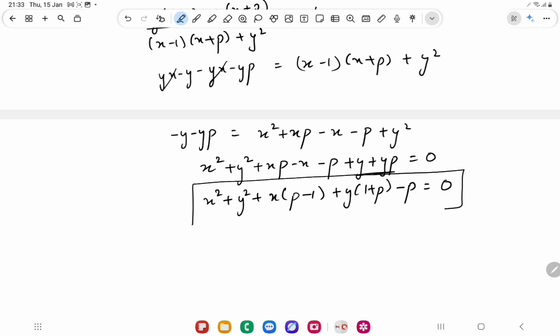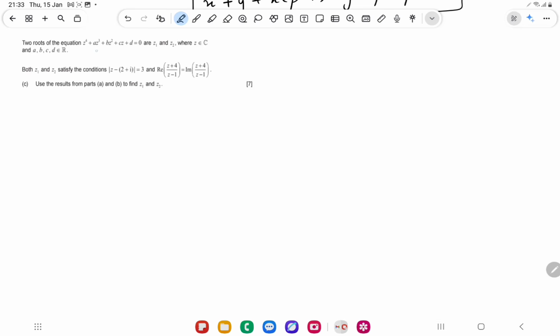This is what we have to show in this part. Now in this part it says two roots of this equation are z1 and z2, which we have already calculated. Both satisfy this condition and this condition. So we have to use the results from part A and B to find z1 and z2. So let's start with the solution.